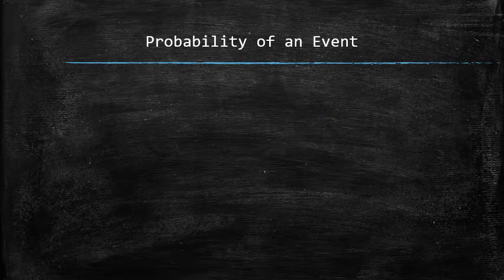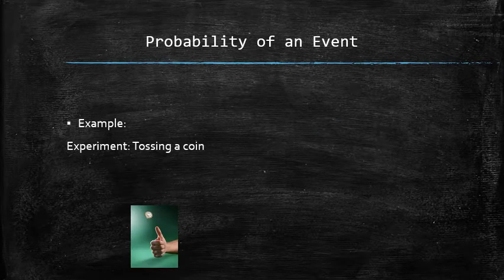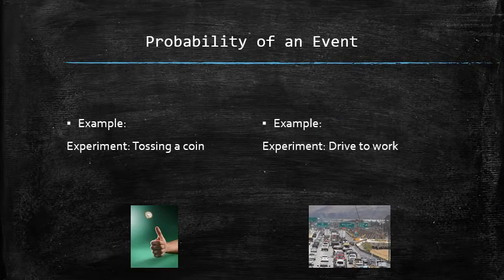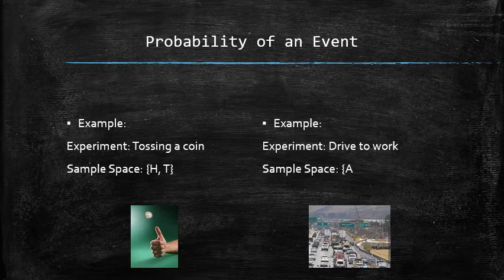Consider the following two examples, tossing a coin and driving to work. Both experiments have two simple outcomes. Tossing a coin may result in heads or tails, and driving to work may result in an accident or not. But there is one conceptual difference between these two experiments. To see the difference, let's answer the following questions.